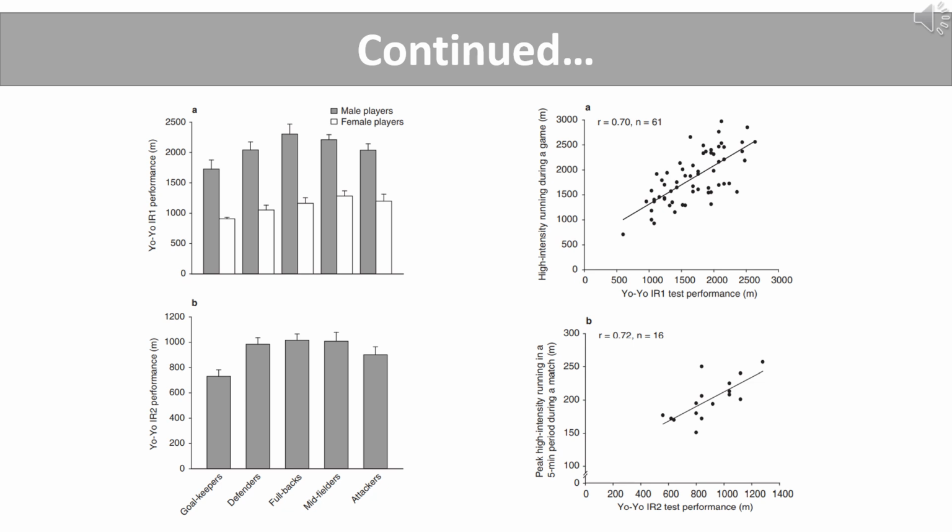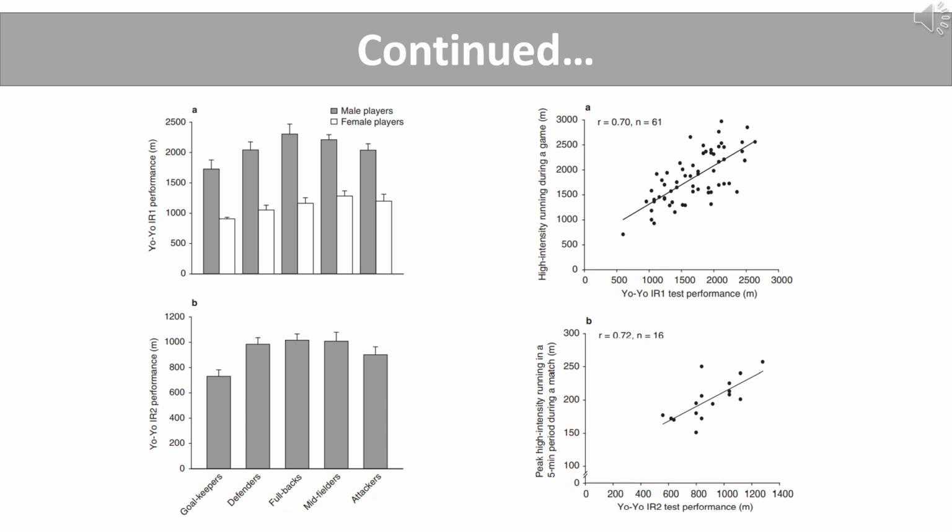If you're more aerobically fit, you can cover more distance and recover quicker in between bouts than someone who is less aerobically fit. And that's shown through an R value of 0.7, which is a pretty strong correlation with a sample size of 61. Unfortunately, we've got a much smaller sample size that's looking at the association between yo-yo level 2 test performance and peak high intensity running during a 5-minute period during a match.